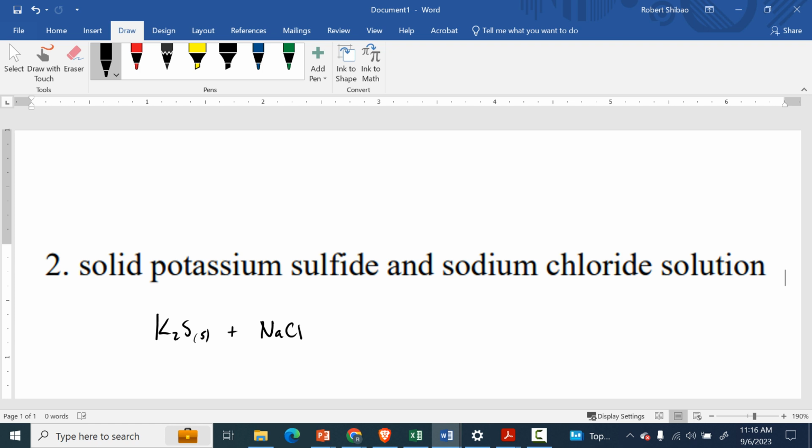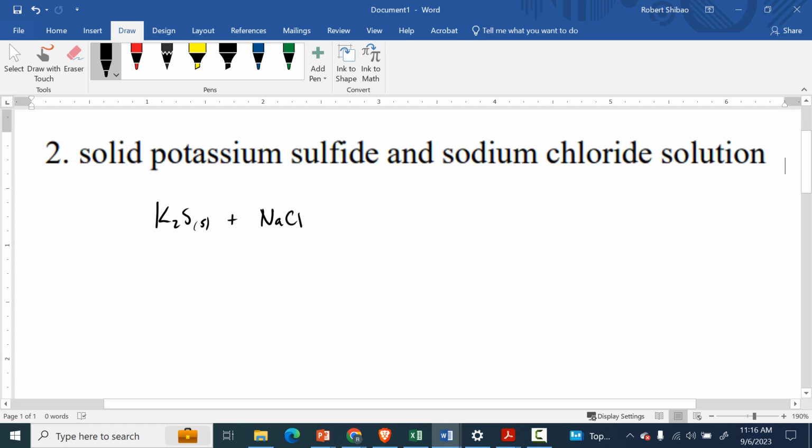Now, when you put solid potassium sulfide into a solution, will it dissolve? Yeah, potassium salts are all soluble, so this is going to dissolve. And so the first thing is the K2S dissolves. And so let me write this here. The K2S solid, when it encounters the solution, will form K2S aqueous.